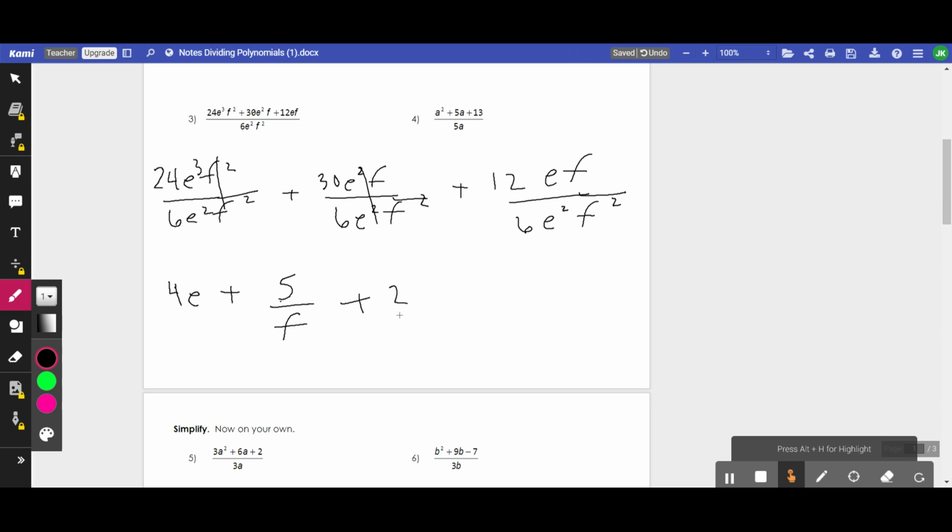And then you can subtract the exponents. You'll do 2 minus 1 for the exponents on the e's here. So you'll have an extra e on the bottom then. And then you can do the same thing with exponents on the f's there. So you can do 2 minus 1. So you'll have an extra f on the bottom. So that'll be your answer for that one then.